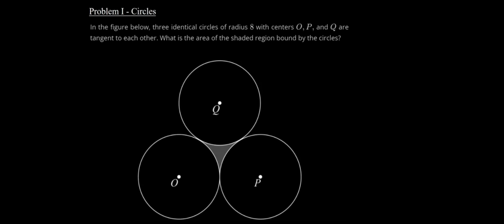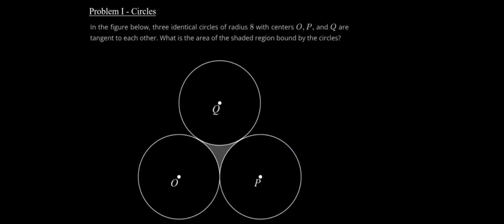So, in the figure below, 3 identical circles of radius 8 with centers O, P, and Q are tangent to each other. What is the area of the shaded region? So we've got a shaded region right here, bound by the circles. So take a minute and see if you can solve this by yourself.